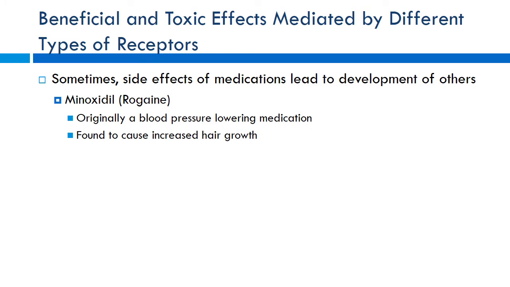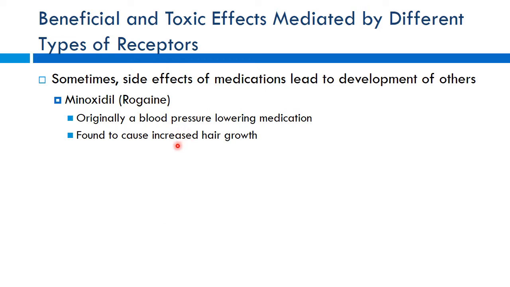Okay. Sometimes unintended side effects can actually lead to a new use for a drug. Minoxidil, or Rogaine, is a really good example of this. Minoxidil is a vasodilator, and they originally tried using it as a blood pressure lowering medication. Then they realized all this increased hair growth was happening in these patients. They said, well, let's just try using it for that. Let's try using it topically, and all of a sudden now you have Rogaine, right?